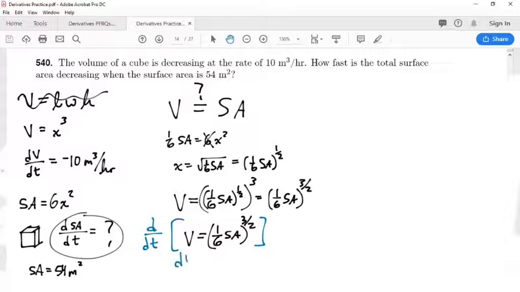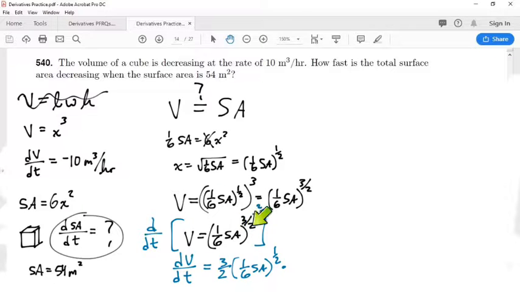Yes, we can. So we get dV over dt is the derivative of the V. Then we take the derivative of this, which is the chain rule. I'm going to drop the 3 over 2 and multiply it times 1/6 SA. Then I'm going to take 1 away from 3 over 2. What is 3 over 2 minus 1? Which would be the same as 3 over 2 minus 2 over 2. It's 1/2.